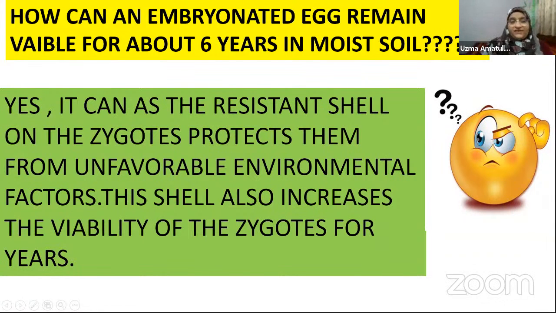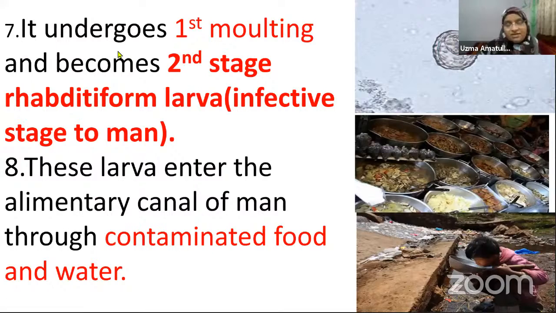Now it undergoes first molting in the soil and it becomes second stage rhabditiform larva. That is the infective stage to man. Now this second stage rhabditiform larva, if it is ingested, means if it is taken through the mouth through contaminated food and water, then this larva will enter into the body and then the life cycle starts there, infecting you and spreading the disease.